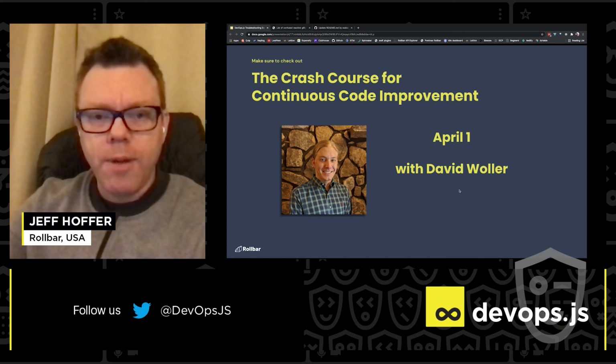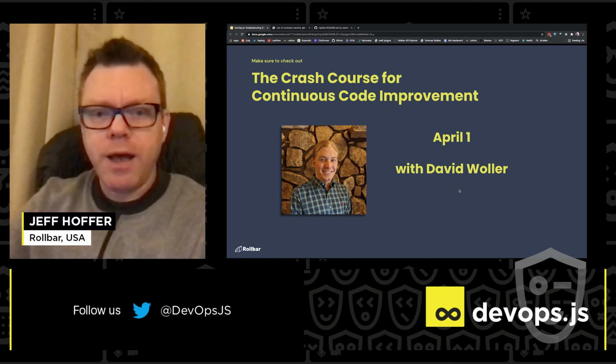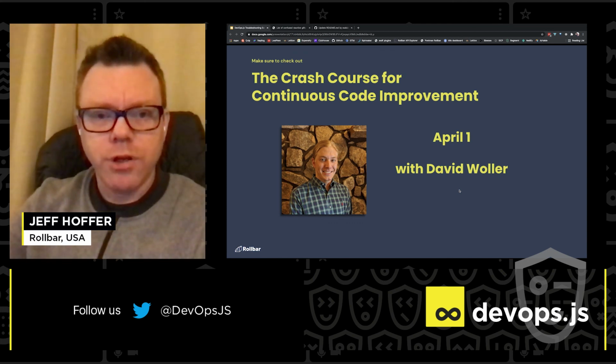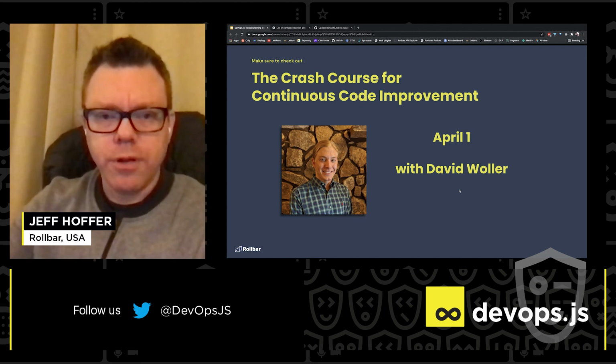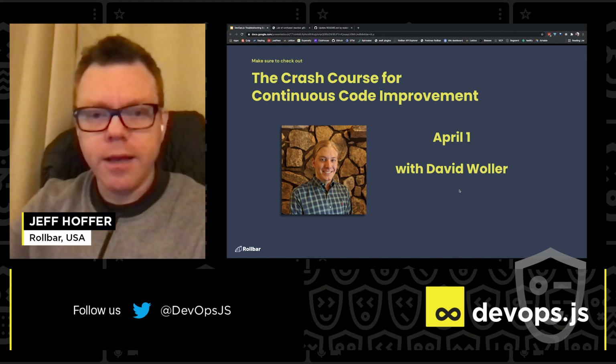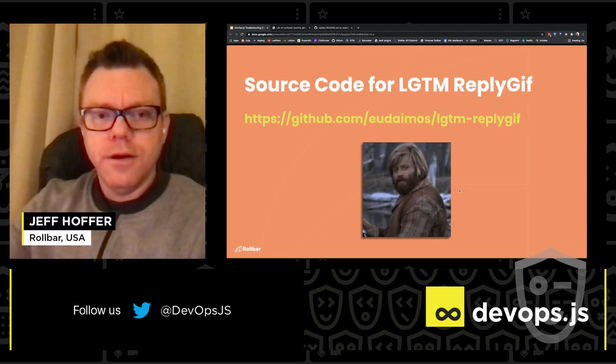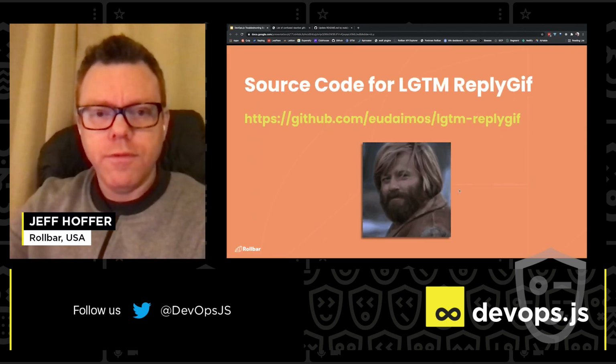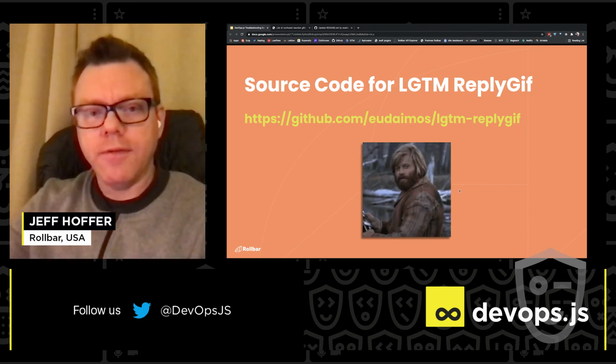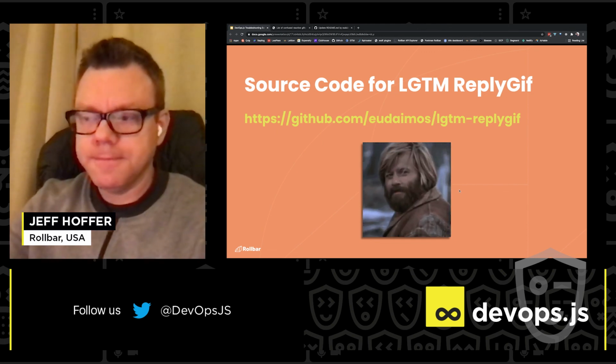So if you want to learn more about Rollbar's continuous code improvement platform, make sure to check out David's workshop with a deep dive and tutorial that will have you set up and running it on your own. You can find the source code for the LGTM reply give Slack bot on GitHub here.